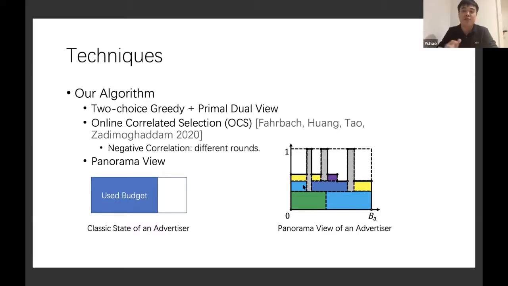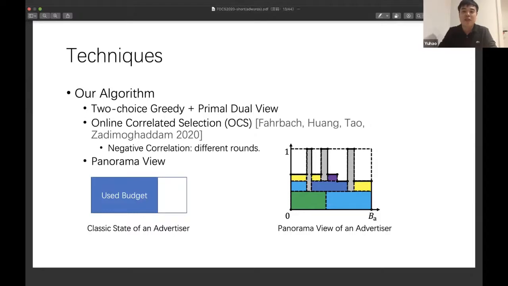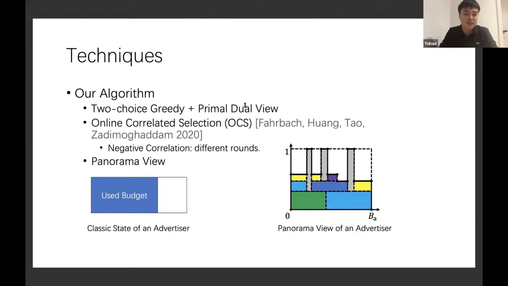They first used it to beat the 0.5 ratio in weighted online bipartite matching with free disposal. And we also use this technique. What that means is that we create some negative correlation between different rounds. For example, if an advertiser is chosen in two random rounds, then if it is not chosen in the first round, then it's more likely to be chosen in the second round. That is the negative correlation we created.